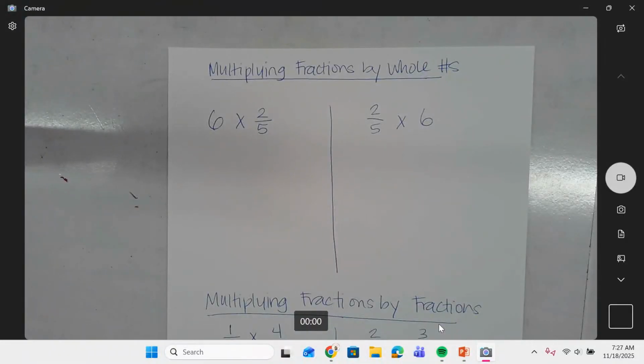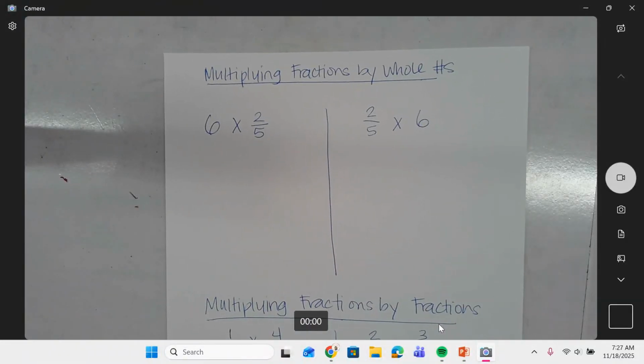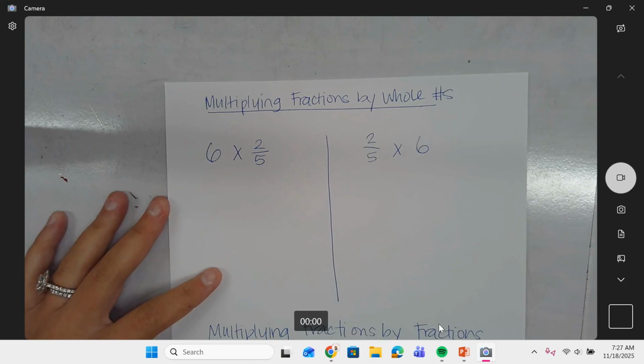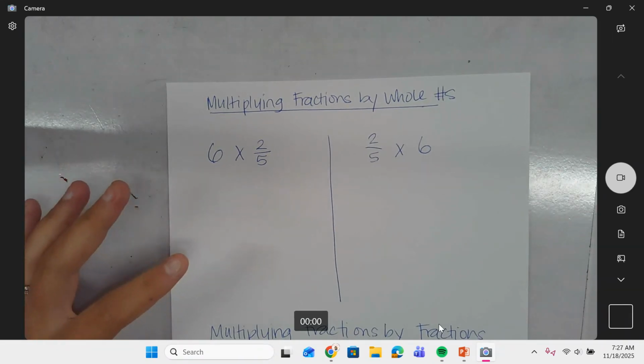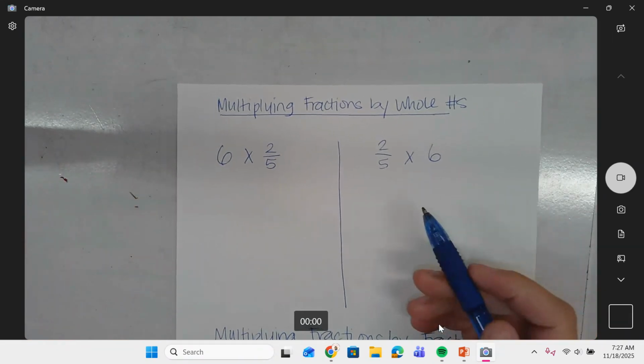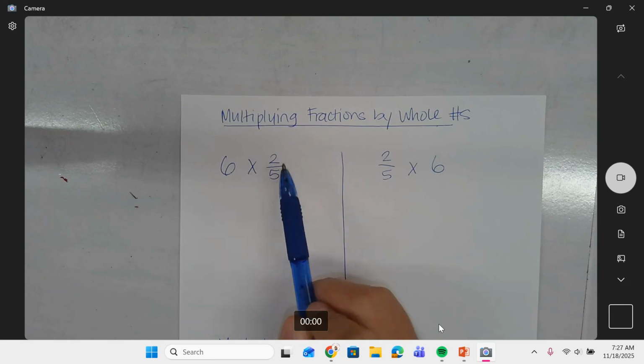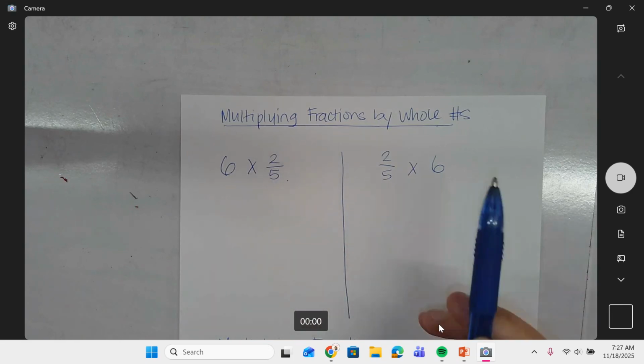Alrighty guys, so I am going to try to go through and break this up into sections. So the first thing we're going to talk about is multiplying fractions and whole numbers. You could actually multiply fractions and whole numbers two different ways. You could have the whole number times the fraction or the fraction times the whole number.